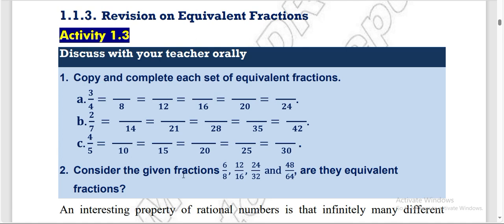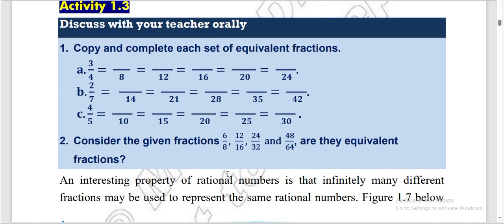Consider the given fractions 6 over 8, 12 over 16, 24 over 32, 48 over 64. They are equivalent fractions, which means if you simplify using the rules of simplification, you can get 6 over 8 or 3 over 4. You can minimize this result also.